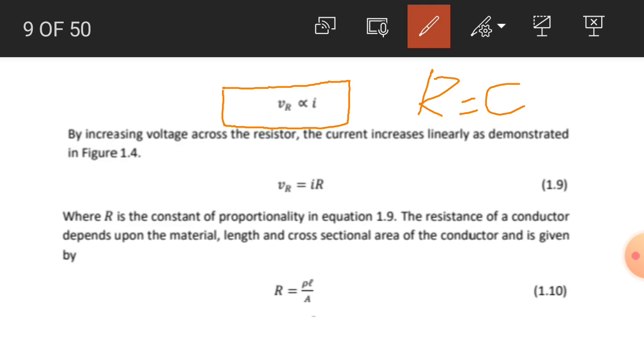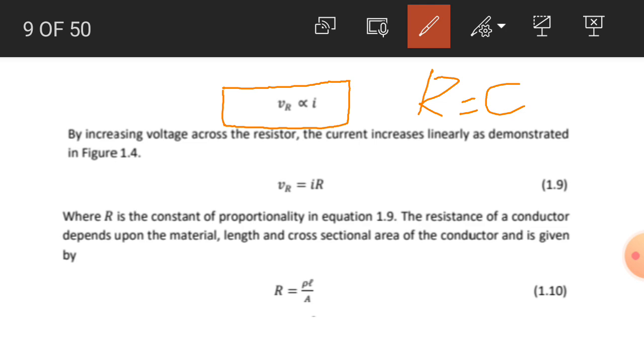If we increase the current in the resistor, the voltage across the resistor, I am talking about Vr as well as Vs, will increase. And if we decrease the current in the resistor, the voltage across the resistor will decrease.